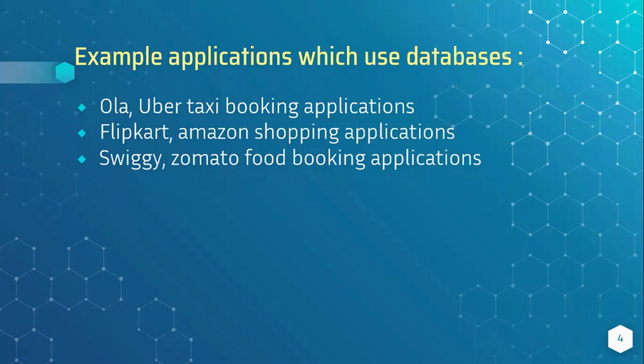So if you take Swiggy, Zomato food booking application, in the Swiggy database, it contains restaurant information, one table, customers information can be another table, orders or bookings can be another table. Like that, in each database, there will be multiple tables. If you take Ola, Uber, taxi booking database, vehicles information table will be there, drivers information table will be there, customers or users information table will be there, and bookings table, bookings or orders information.